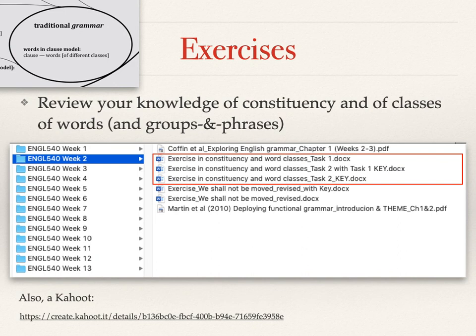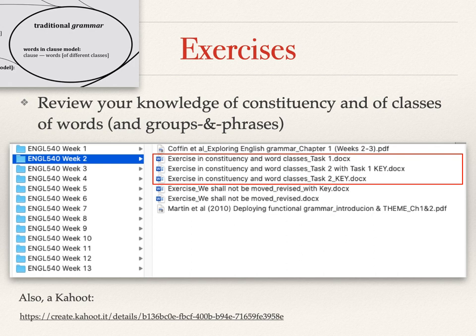Now let me say something about exercises that were added for week 2. I'll have a Kahoot on this as well. I leave you to do the exercises on your own. They're voluntary. You won't be tested on them in the first assignment, but it's a way for you to find out how much you retain from whatever you've learned about constituency in the grammar, and in particular word classes, and also then by implication class of groups and phrases.